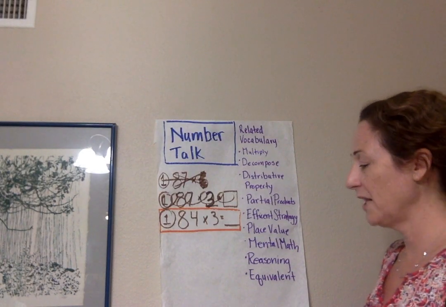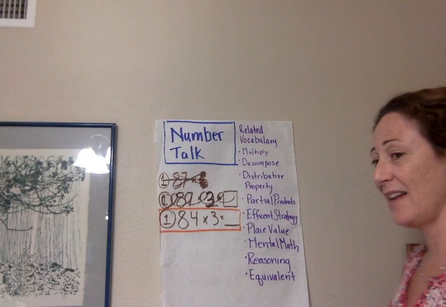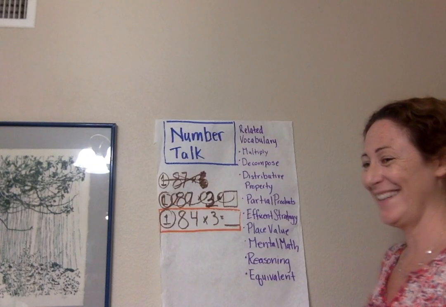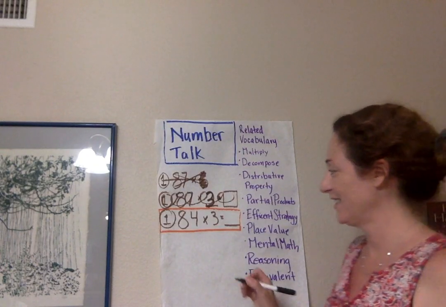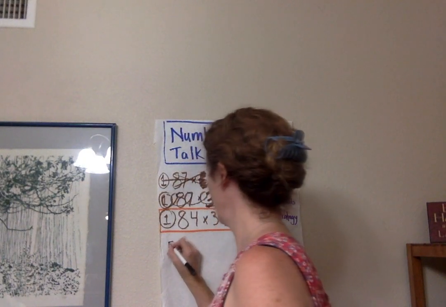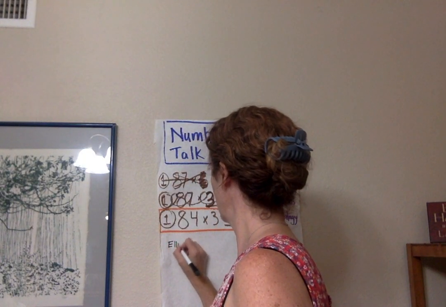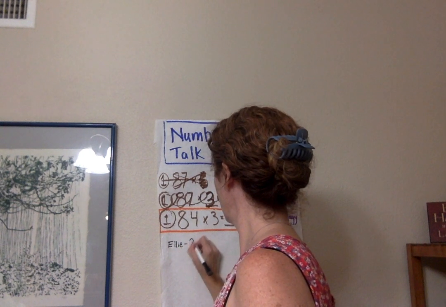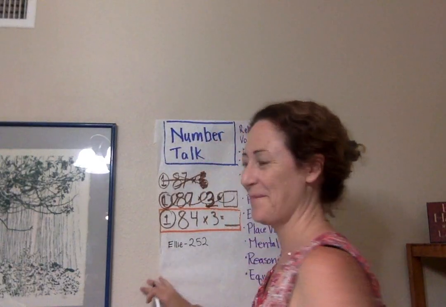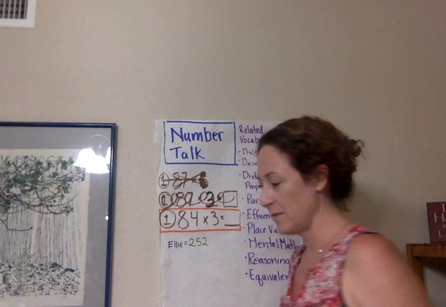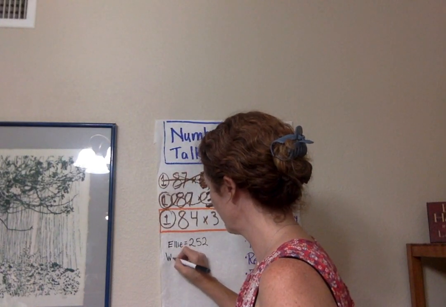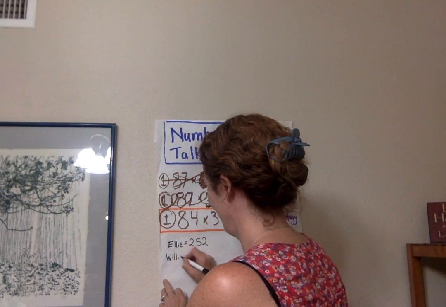All right. Who would like to share their solution and how they solved the equation? Ellie, what did you do? 252. Okay. Ellie thinks the answer is 252. All right, William, do you have an answer? Yeah. What's your answer? 256. Okay.